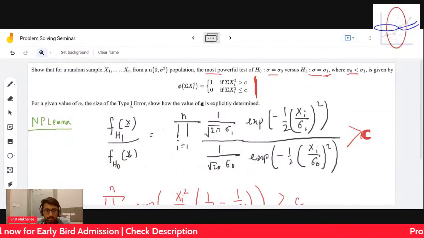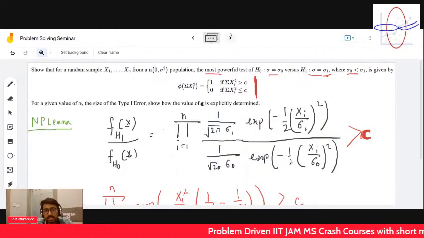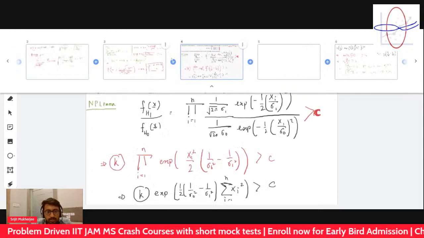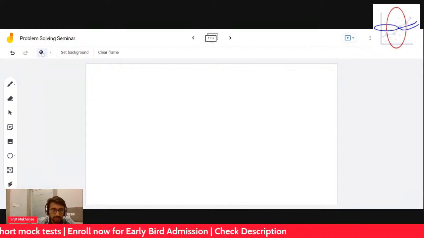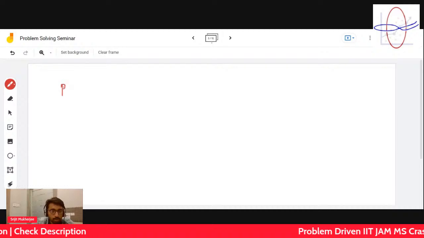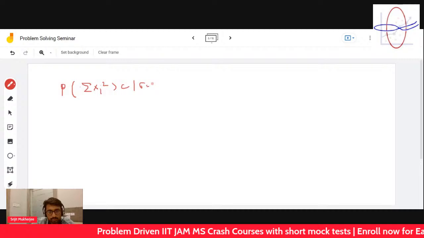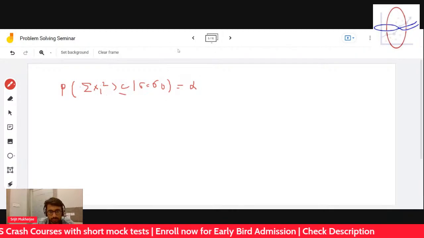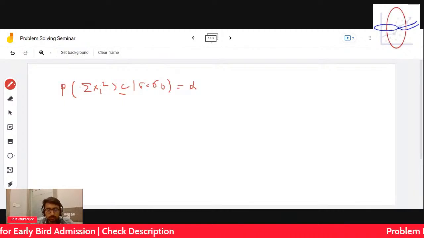So we have found this out. The question is, show that for a given alpha, you can find the value of C. Now you tell me, Shana, how will you do this? How do you find the value of C from here? Sorry, C, I thought it was E. No, it was C. You can find the probability of rejection, summation xi square greater than C given H naught. That is alpha, so you can find it in terms of C. Yes, perfect. Okay, so let's move to the next and last problem.